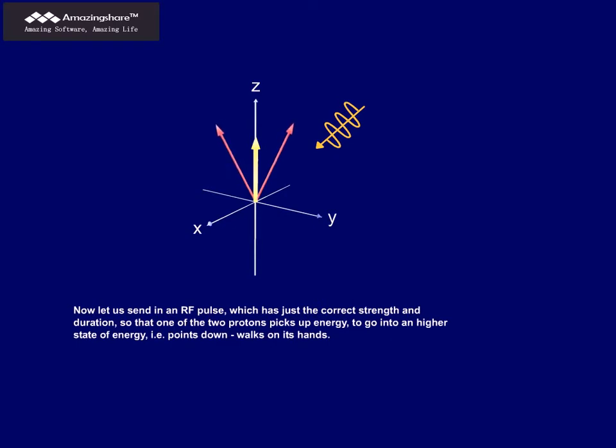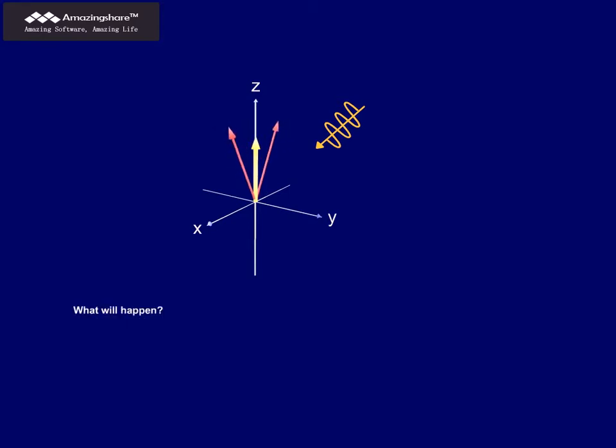Now let us send in an RF pulse, which has just the correct strength and duration, so that one of the 2 protons picks up energy to go into a higher state of energy. In other words, points down, walks on its hands. What will happen? To find out, just activate the RF pulse by clicking on it.